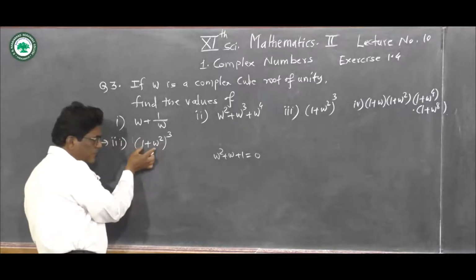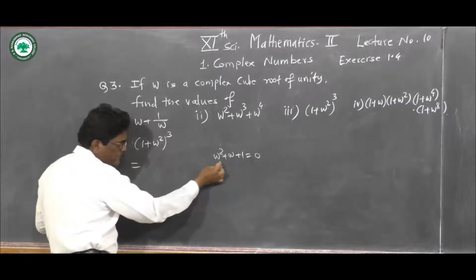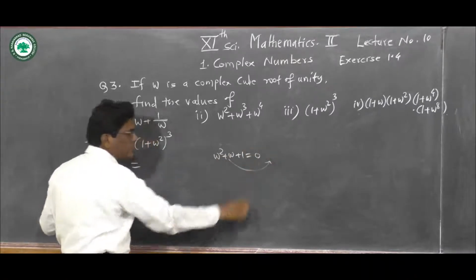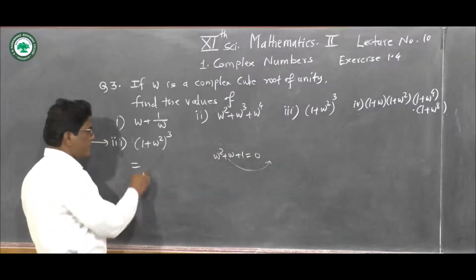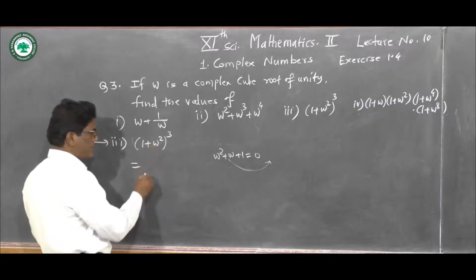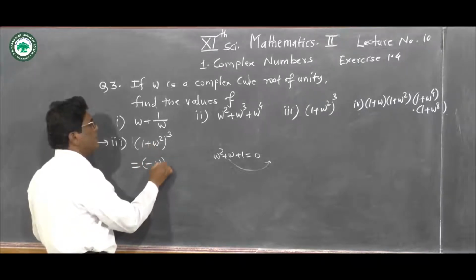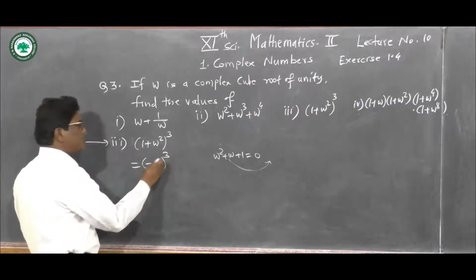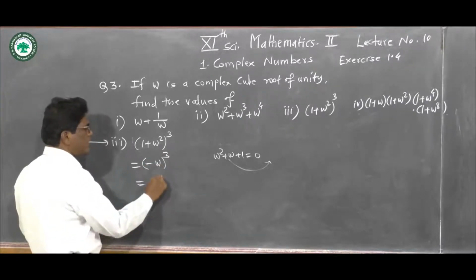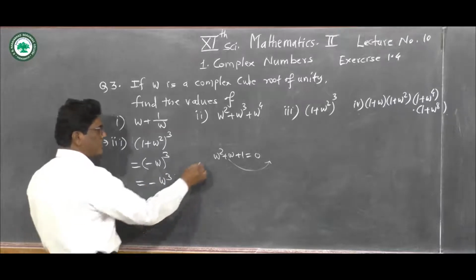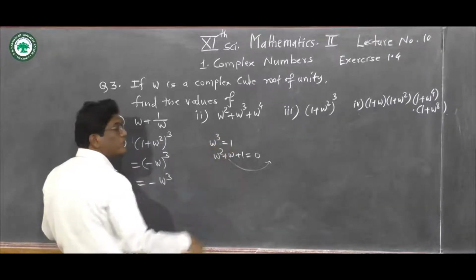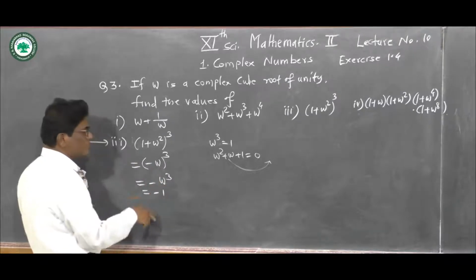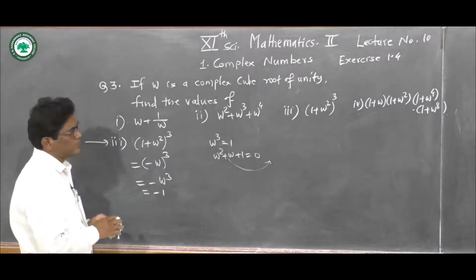Now here in the bracket 1 plus omega square. So carry this omega to the right hand side. When we carry it to the right hand side, it is minus. So we put the value of 1 plus omega square as minus omega, to the power 3. Now here minus to the power 3 is minus, and omega to the power 3. And also here omega cube is equal to 1. We know this. So here we write minus 1. So the solution is minus 1.